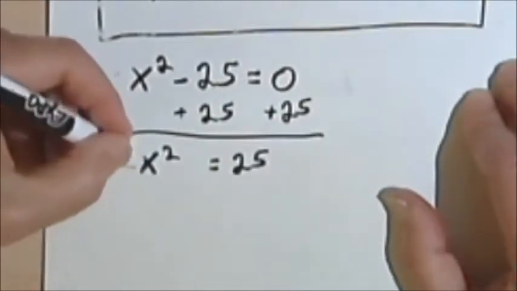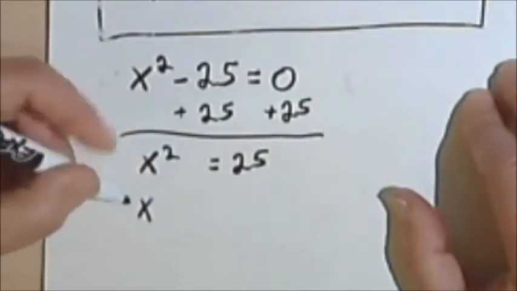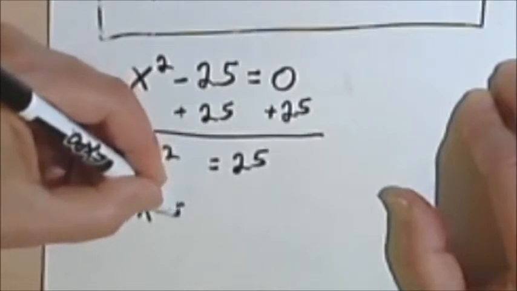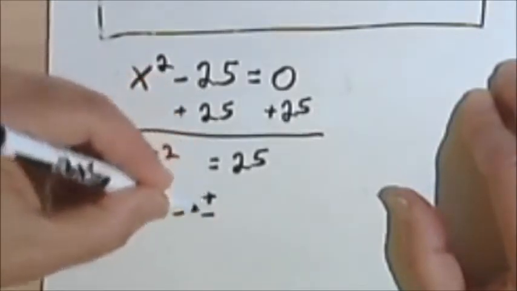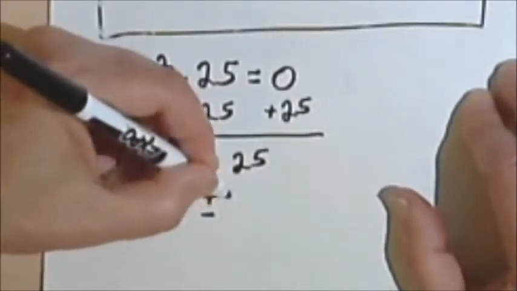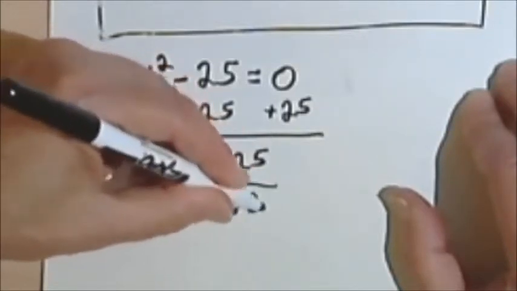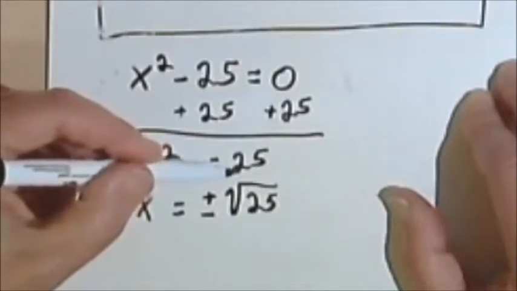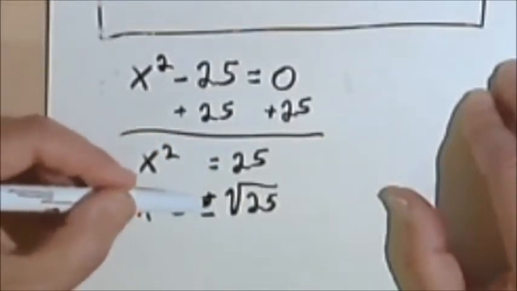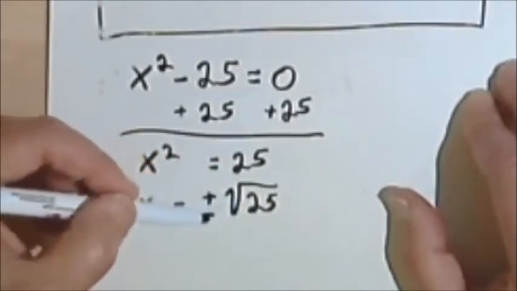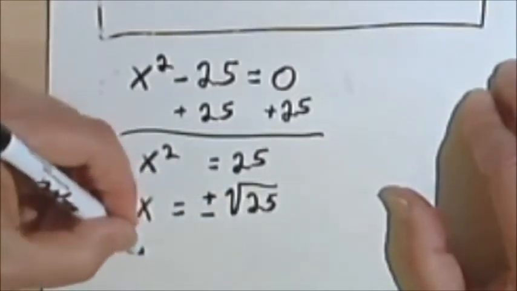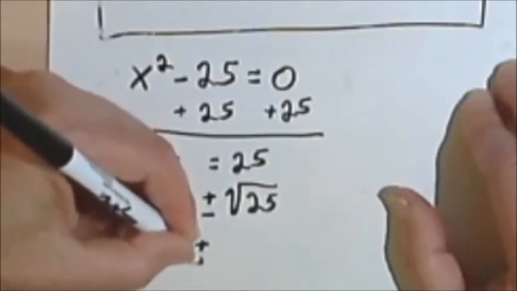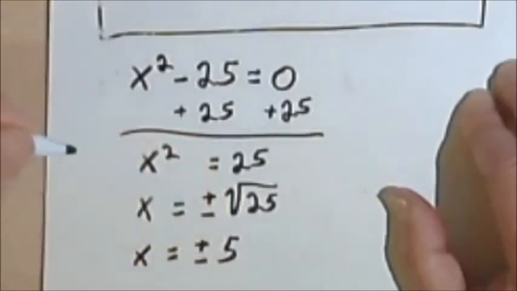So what I'm going to do is I'm going to write x. I'm going to think of myself as taking the square root of x squared. And then I'm going to have the positive and negative square roots of the right side of the equation, of 25. In other words, x could equal the positive square root of 25, or it could equal the negative square root of 25. Now the square root of 25 is 5, so I'm going to have x equals plus or minus 5.